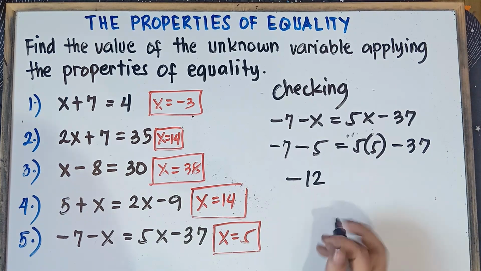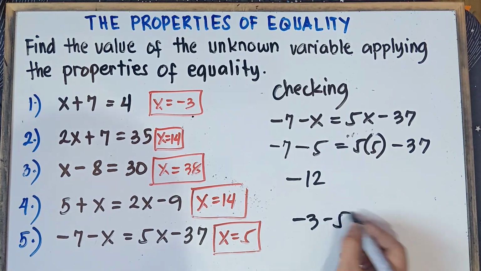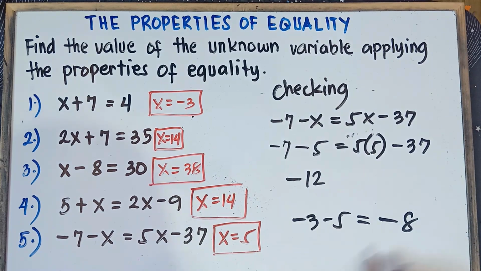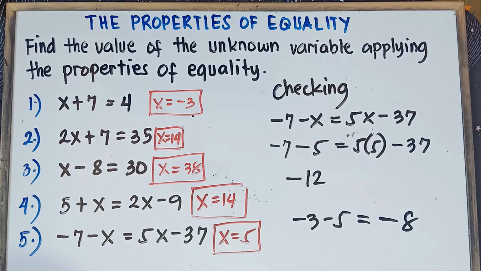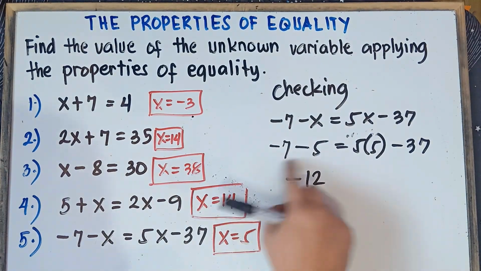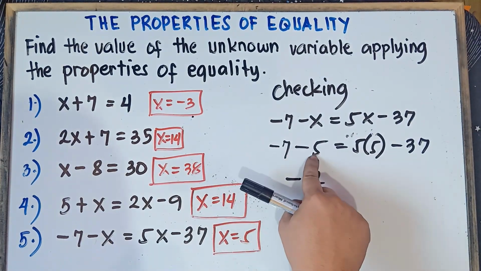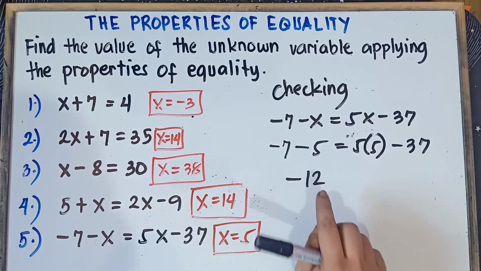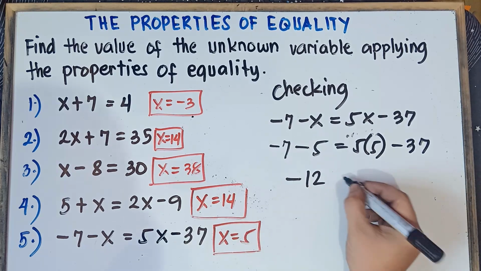Do not be confused. As example, if I will say negative 3 minus 5, same, negative, simply copy negative sign, and then you add the number. 3 plus 5, that would be 8. So that would be negative 8. Do not be confused with that one, class. If you have this kind of expression, negative 7, negative 5, simply copy negative sign, then you add the number. 7 plus 5, that would be 12. That would be negative 12.